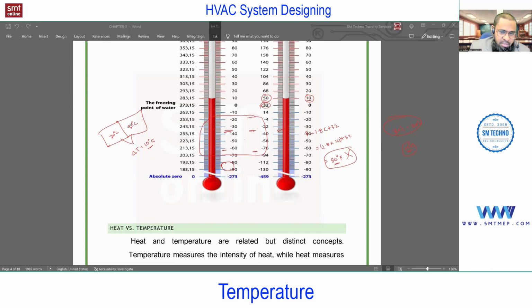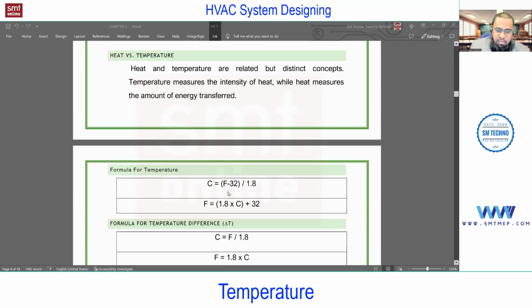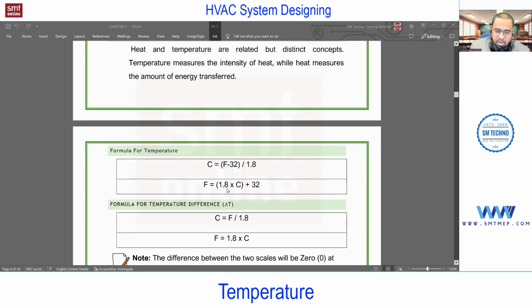So for a difference, the starting points 0 and 32 are not applicable. We need to consider only the division difference. The division is what? 1 equal to 1.8. 1 degree centigrade is equal to 1.8 degrees Fahrenheit. This is very, very important. At the time of load calculation also we'll use this. So remember, if you want to convert temperature to temperature, one can use this formula: C equal to (F minus 32) by 1.8 or F equal to 1.8 multiplied by C plus 32.